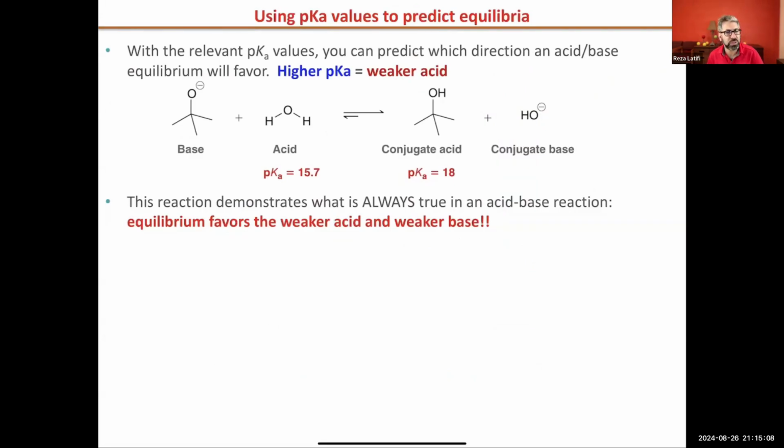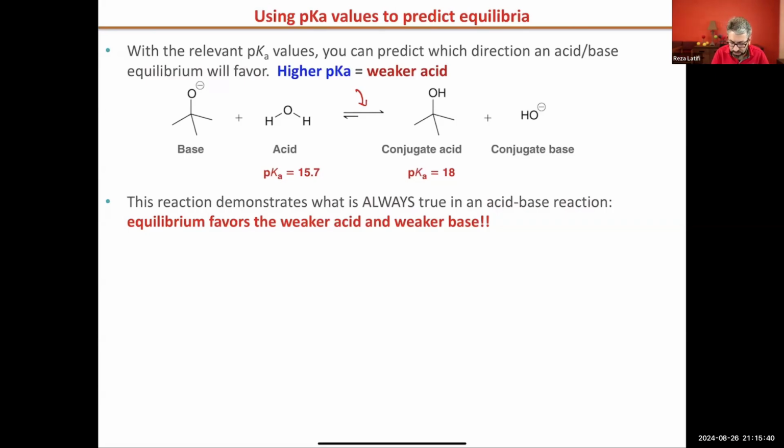So we have a base, tertiary butoxide, reacting with water, and it's generating alcohol plus OH. The question is: is this reaction going to move forward or not? Look at the arrows. They showed you an equilibrium, but one arrow is bigger than the other. What does it mean? It means the reaction wants to move to the product side. So this reaction is favored, and it doesn't want to go back.